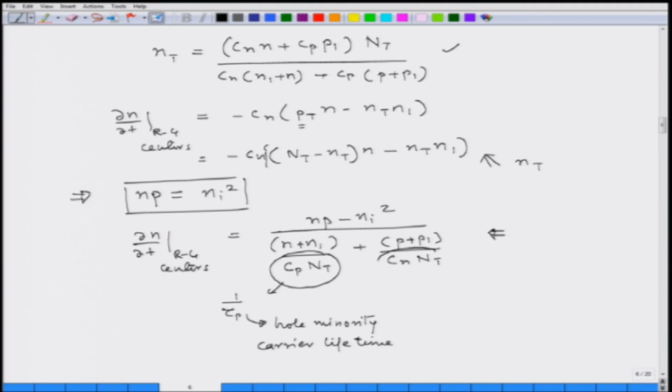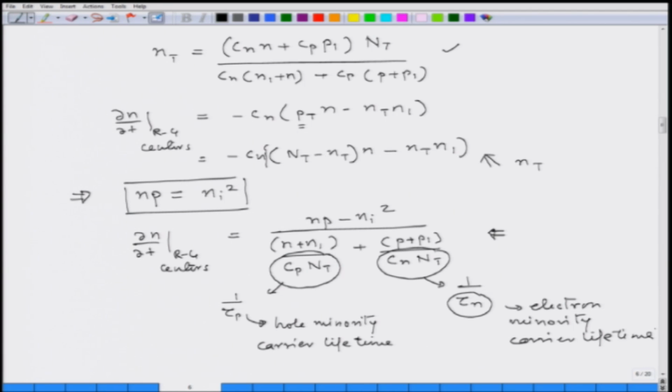Similarly, we will define this quantity as 1 over tau of n, and that tau of n is the electron minority carrier lifetime. So, in order to physically understand what these parameters mean, one has to think of what we have done.